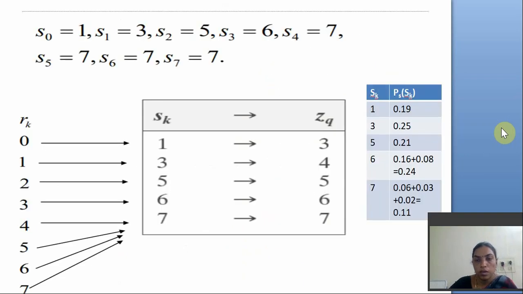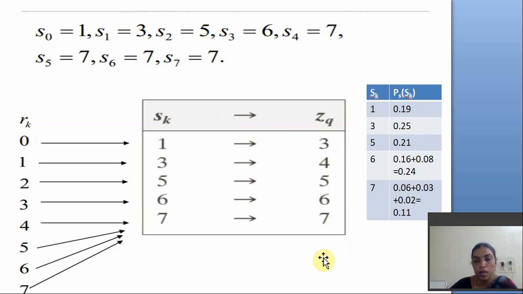See this here, right? So how can you map this S and Z? Here 1, 3, 5, 6, 7 values are mapped to the 3, 4, 5, 6, 7. Of course, you know that for SK values. Here you know the probabilities 0.19, 0.25, 0.21, 0.24, 0.11. So these are assigned to the 3, 4, 5, 6, 7 values.